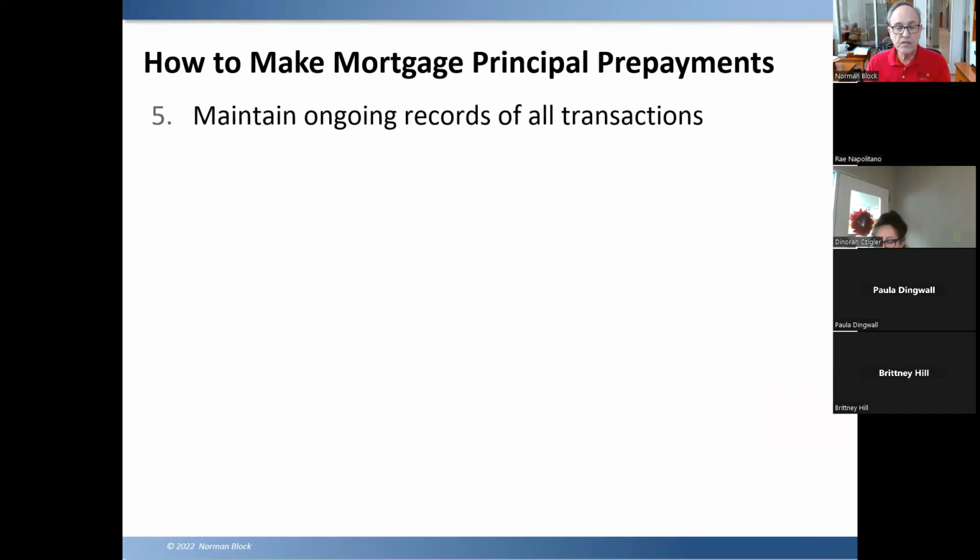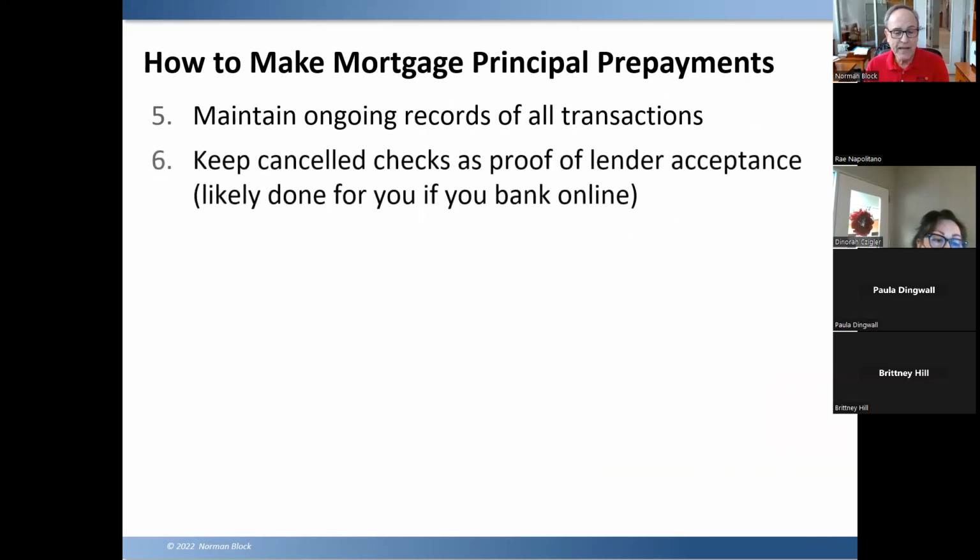The next thing is you want to maintain some type of ongoing records. And it doesn't have to be complicated. It can be done just on that amortization schedule that they give you. But you do have to maintain records, because banks make mistakes. If you send checks, you can keep your canceled check as proof of lender acceptance. If you pay online, there are a couple of problems, and I know most people do pay online.